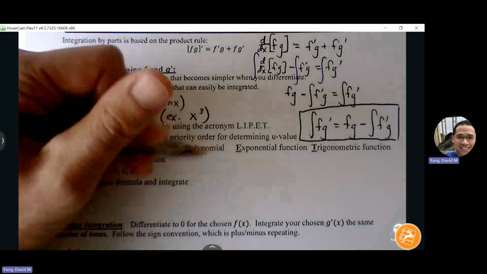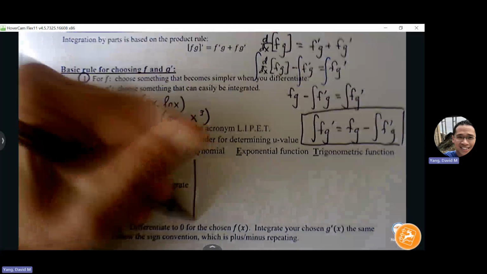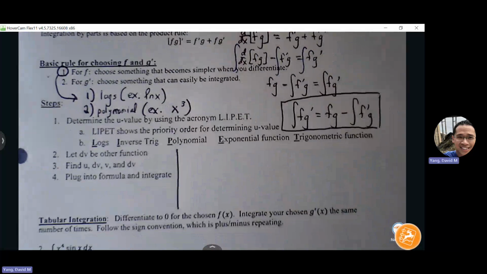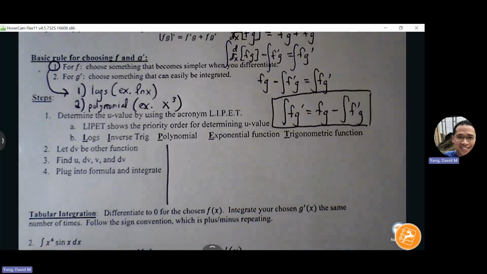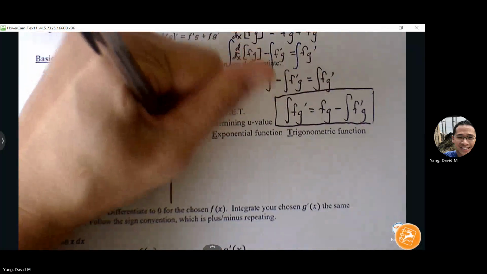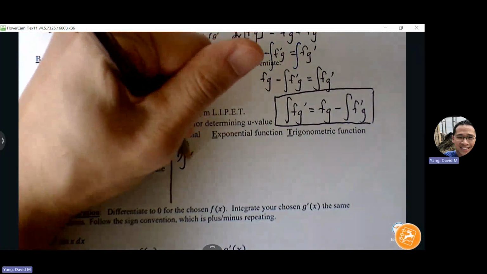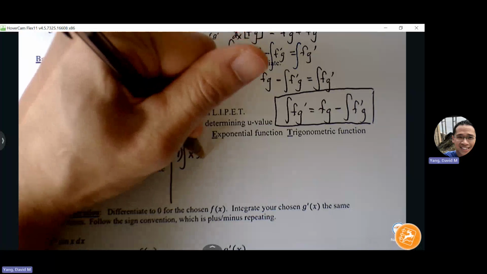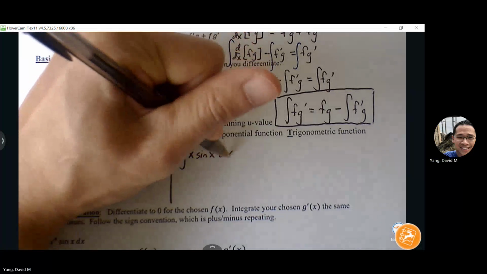Right. I'll see if I can squeeze this problem in. I realized I didn't put enough space above number 2 here. So here's number 1. Integral of x sine x dx.